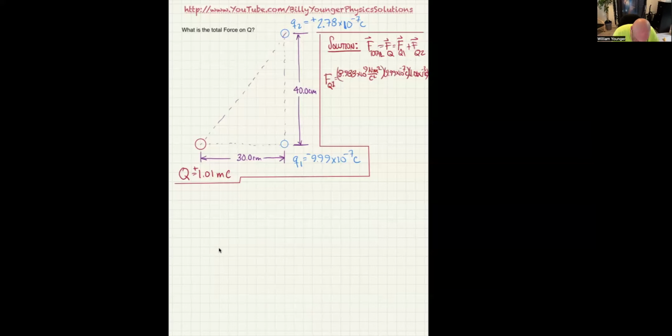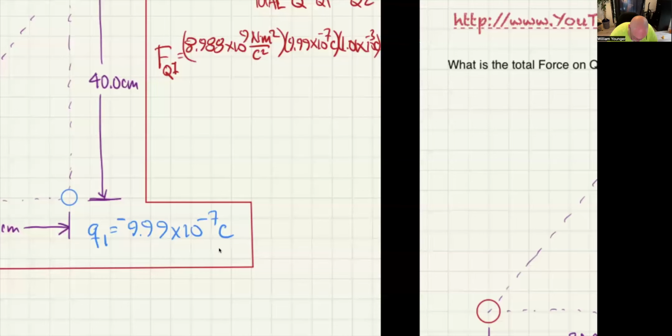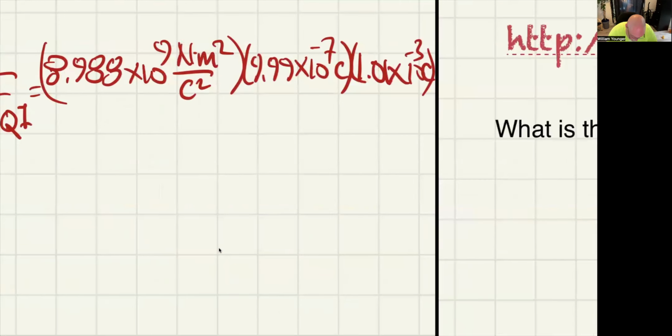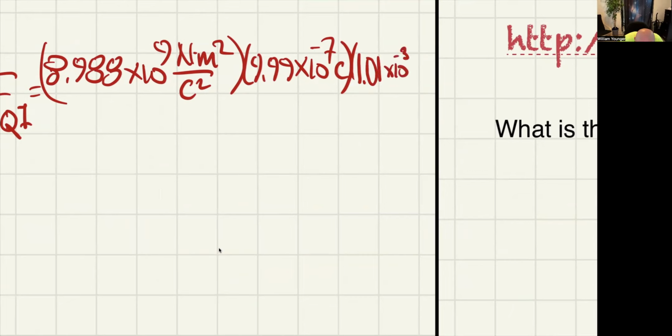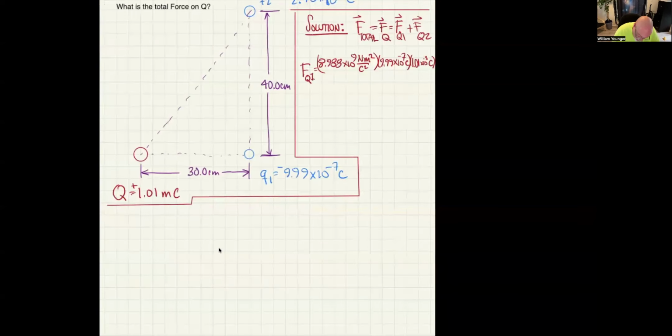coulombs. Okay, that's kind of hard to see in there because I tried to fit it in, but just notice that's supposed to be 1.01 times 10 to the negative 3 coulombs. Let's try writing it again. 1.01 times 10 to the negative 3 coulombs, like that. That's what I multiplied there.